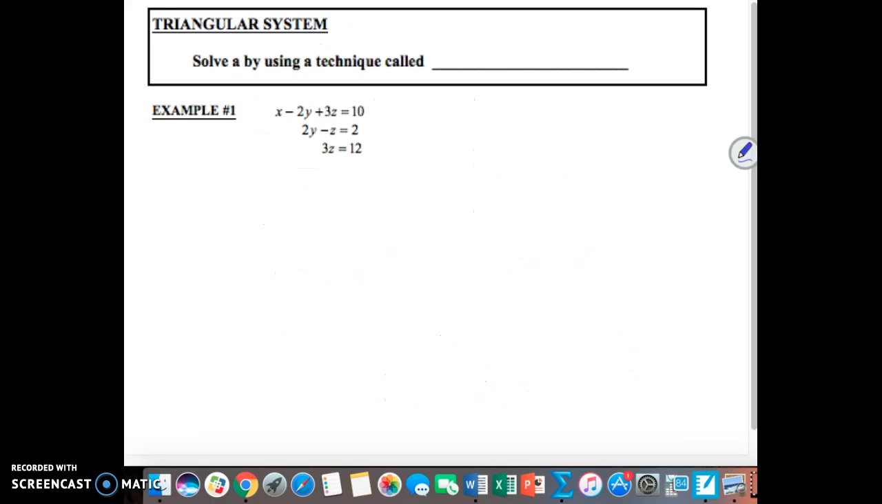So let's take a look at an example, the triangular system. We're going to solve a system by using a technique called back substitution.